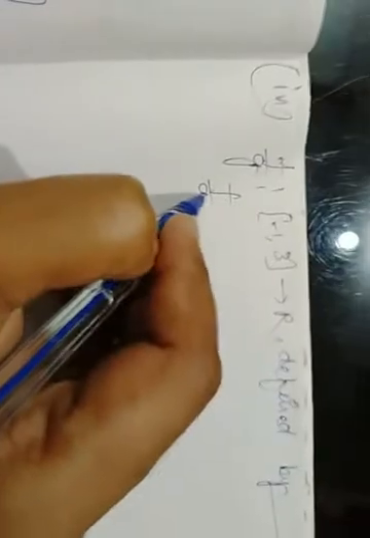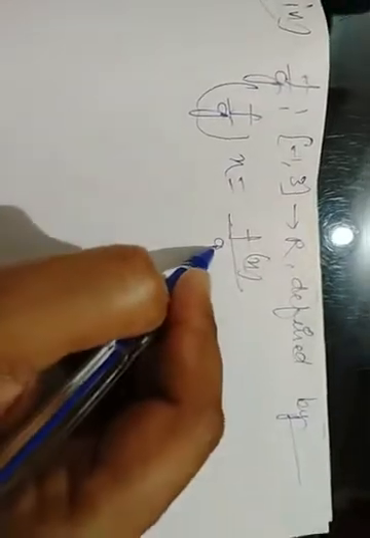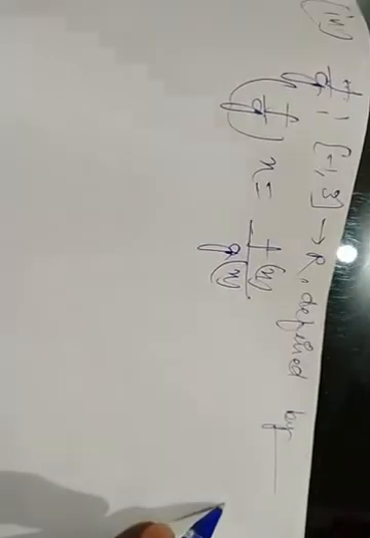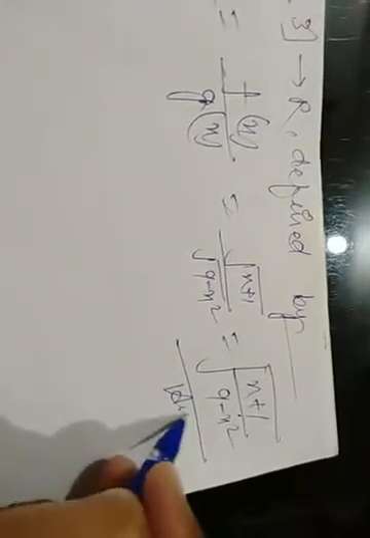defined by (f by g)(x) is equal to f(x) upon g(x). Okay, f(x) upon g(x) now. So we have the value f(x) is under root x plus 1, and the value of g(x) is under root 9 minus x square. So we have under root x plus 1 upon under root 9 minus x square. This is one another answer.